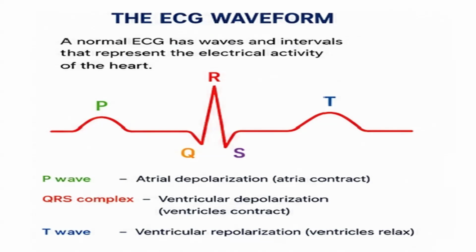Now, the ST segment and T wave. After ventricular depolarization comes the ST segment. Normally, it should lie close to the baseline and represents the period when the ventricles are fully depolarized. Elevation or depression of the ST segment may indicate myocardial ischemia or infarction. The T wave follows next and represents ventricular repolarization, meaning the recovery phase before the next heartbeat. Tall peaked T waves can occur in hyperkalemia, while inverted T waves may indicate ischemia.